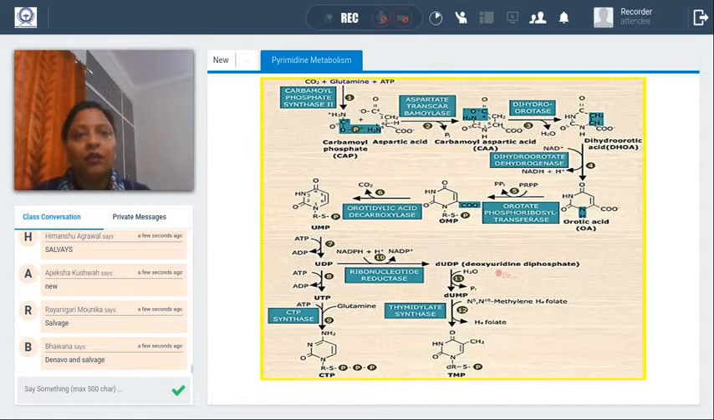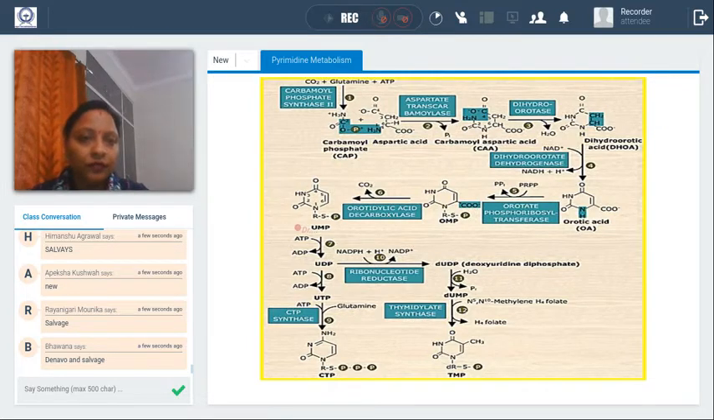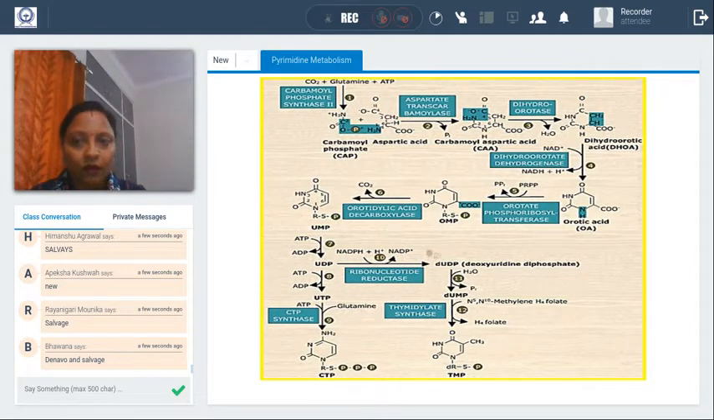of pyrimidines. You have to remember the precursors of pyrimidine. First is CO2, glutamine, and aspartic acid or aspartate. So there are three precursors for the de novo synthesis of pyrimidine. First is glutamine, second is aspartate, and third is CO2, carbon dioxide. Glutamine, aspartic acid or aspartate, and CO2. These three contribute to the pyrimidine nitrogen bases.